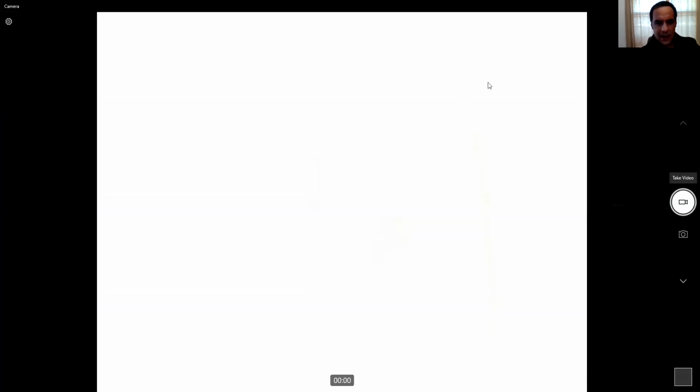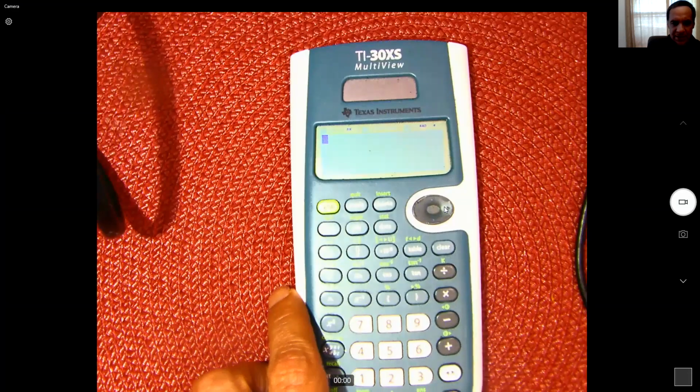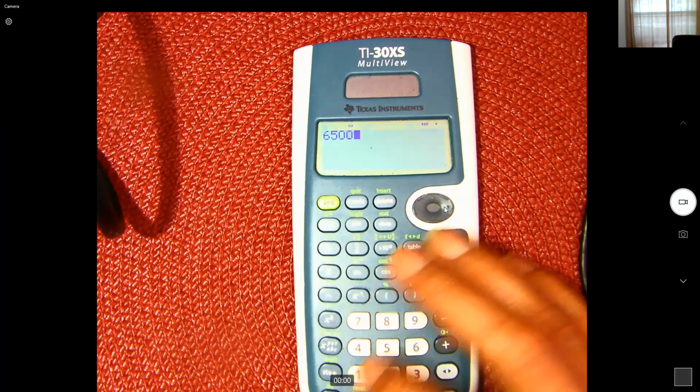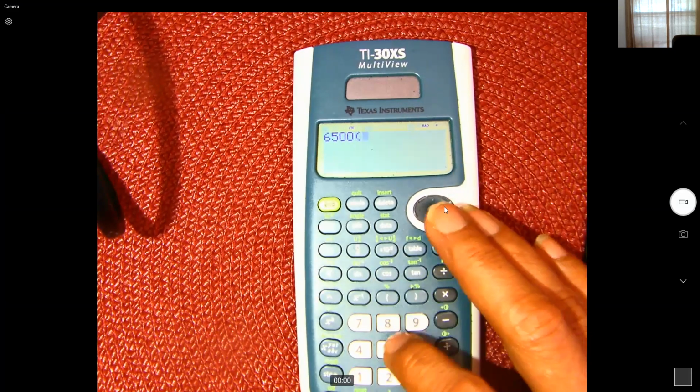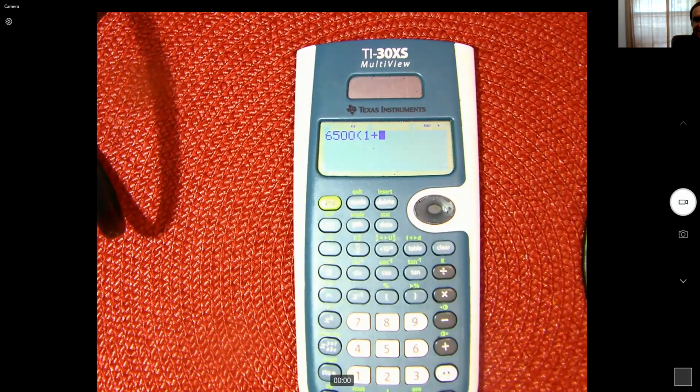Anyway, I'm hoping this next screen shows up. It's my camera. And sometimes the camera takes its sweet time. Now, if I want to put that problem into the calculator, my strong advice would be just go ahead and type it, but you need to use things like the fraction button.